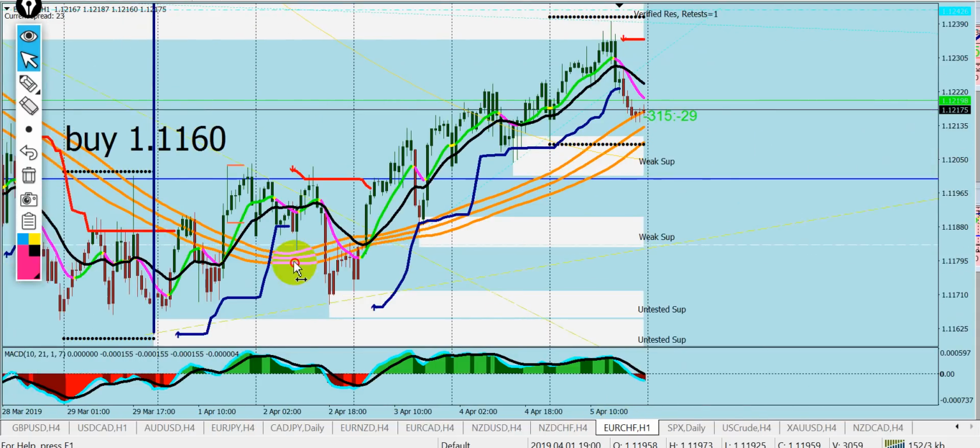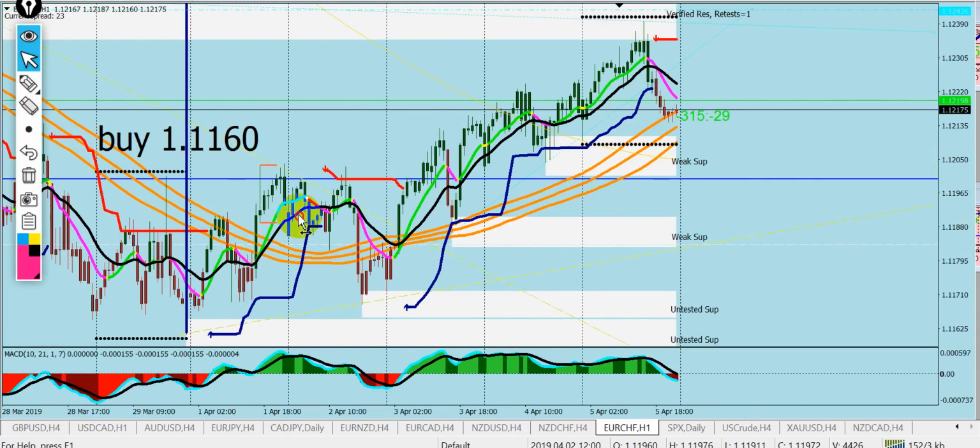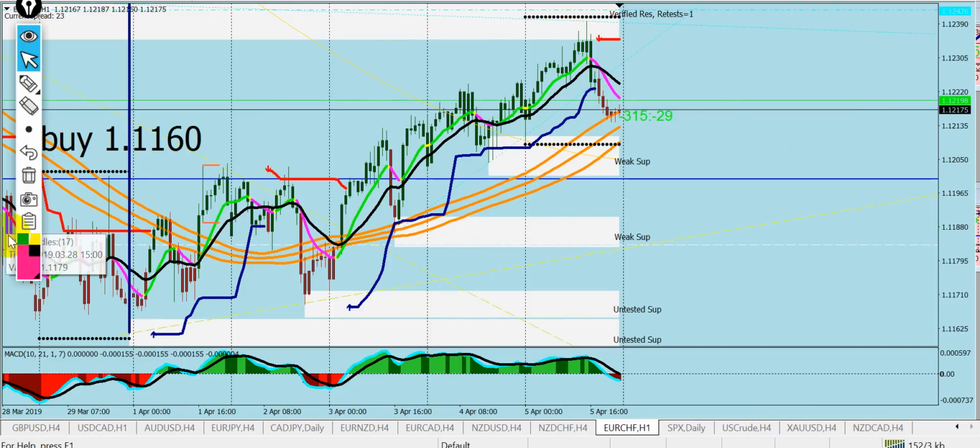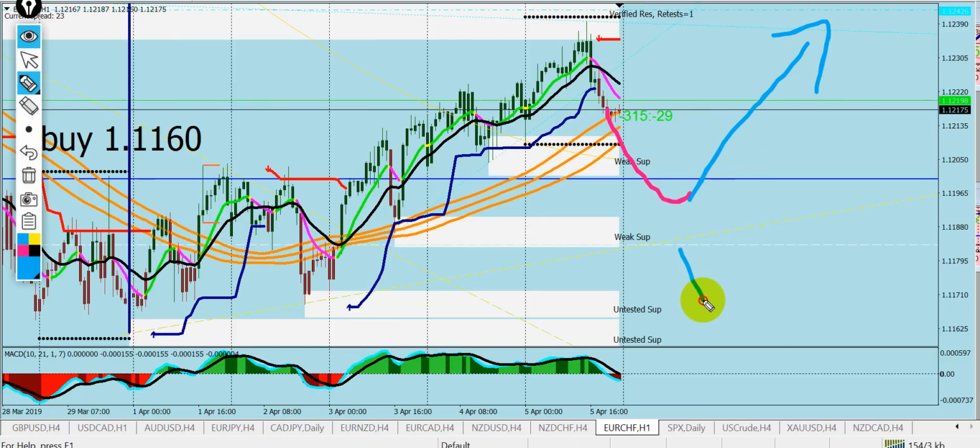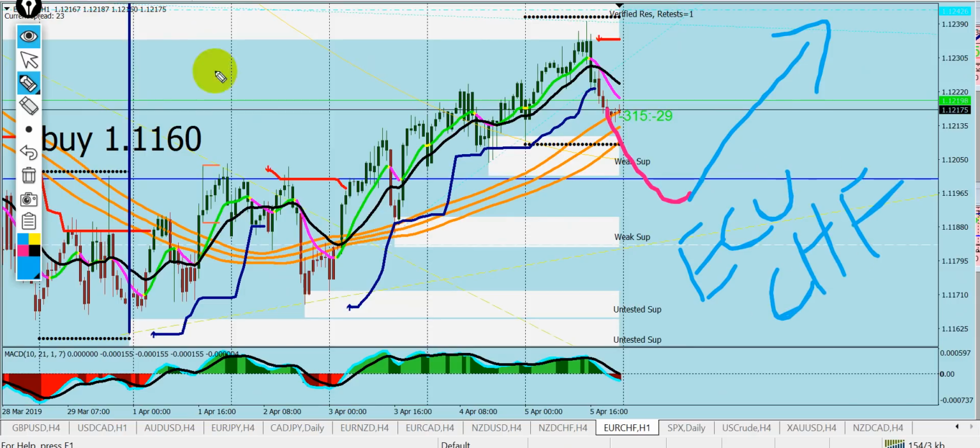Euro franc, last week I told you to buy 1.1160. It did make 90 pips. So what you can do is wait a little bit for it to come down, slightly down like this, then you can buy it again. I think this is still a really good buy. So Euro CHF is still a good buy.